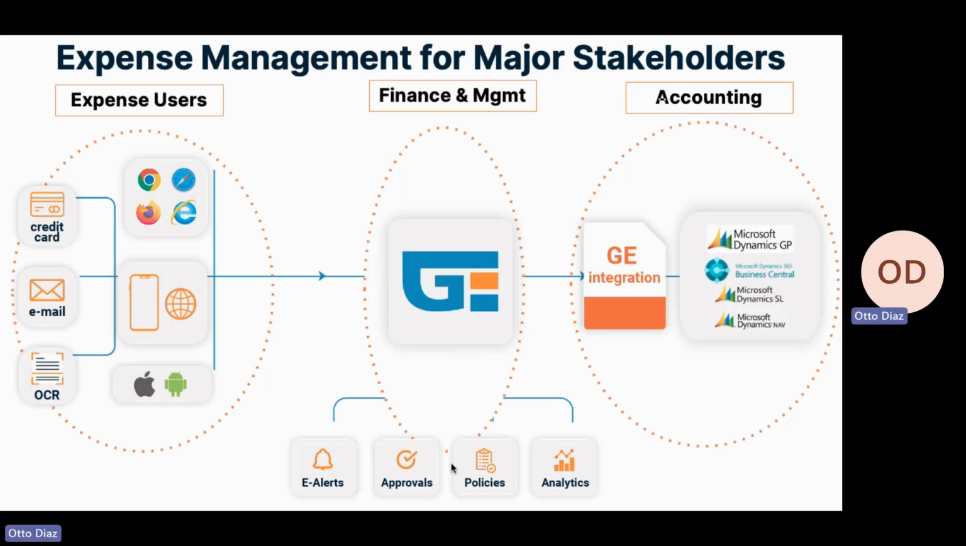Now, once everything is approved by the manager, then using the Gorilla Expense integration, we can post all the data into the accounting system. We support multiple integrations with multiple ERPs. In this case, we have Dynamics GP, Business Central, SL, and NAV as well.